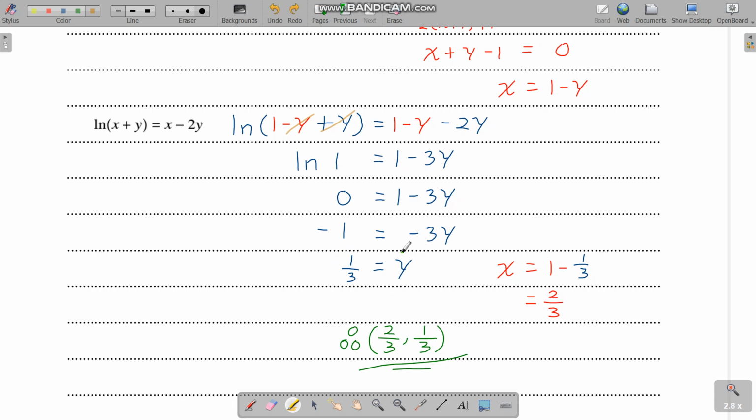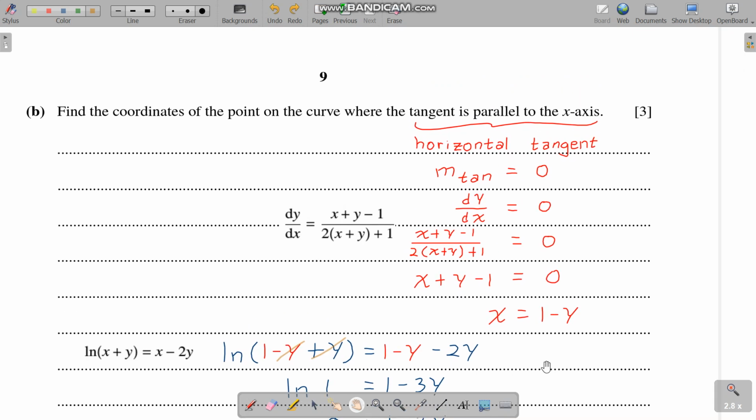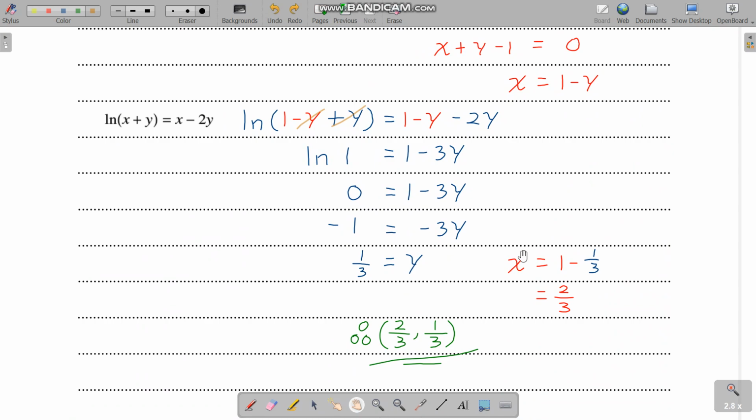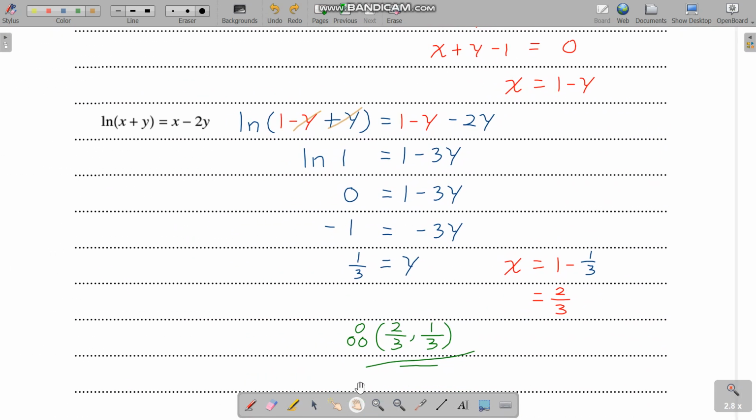To find the x value, just plug in the 1/3 to this equation, we get the x value. So in conclusion, the coordinates of the point where the tangent is parallel to the x-axis, so this is the final answer. The coordinates of the stationary point, basically.